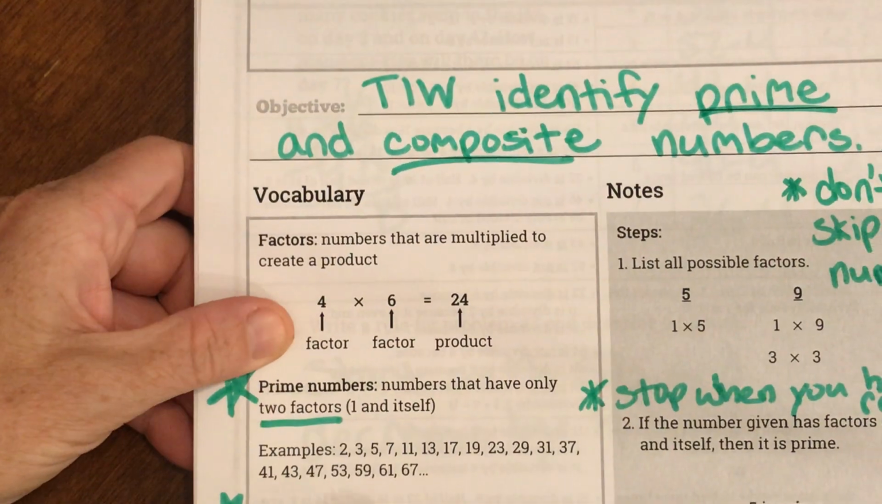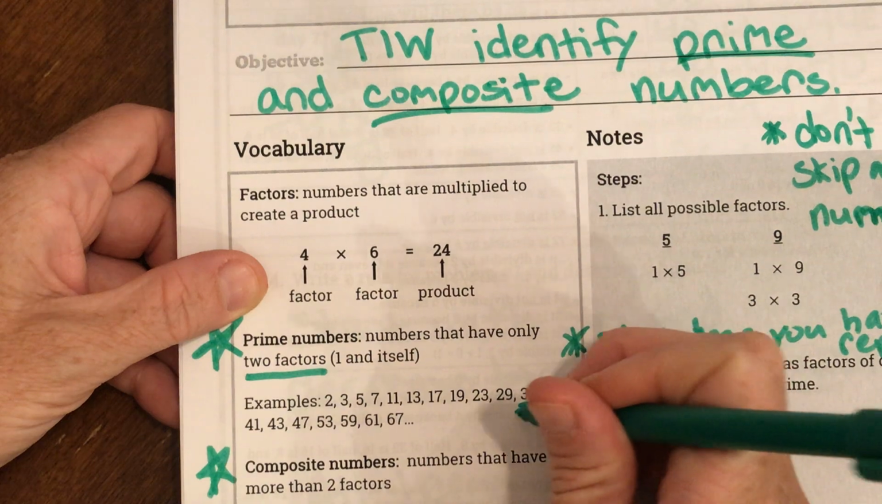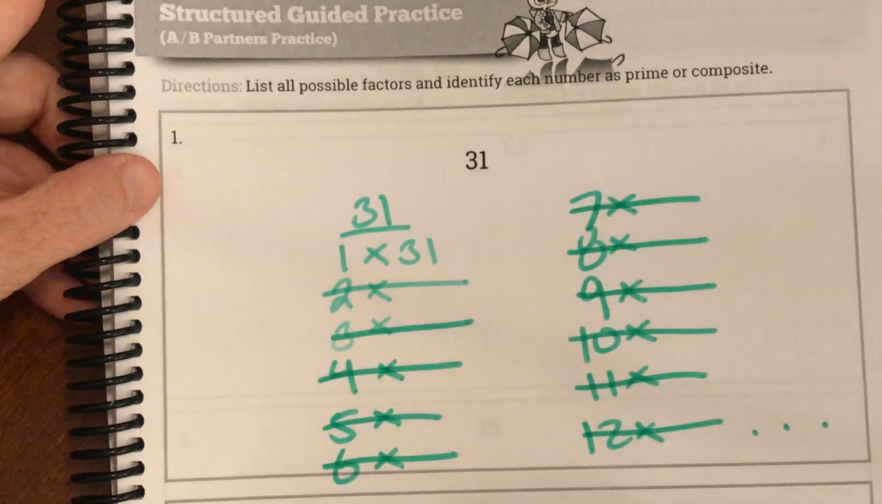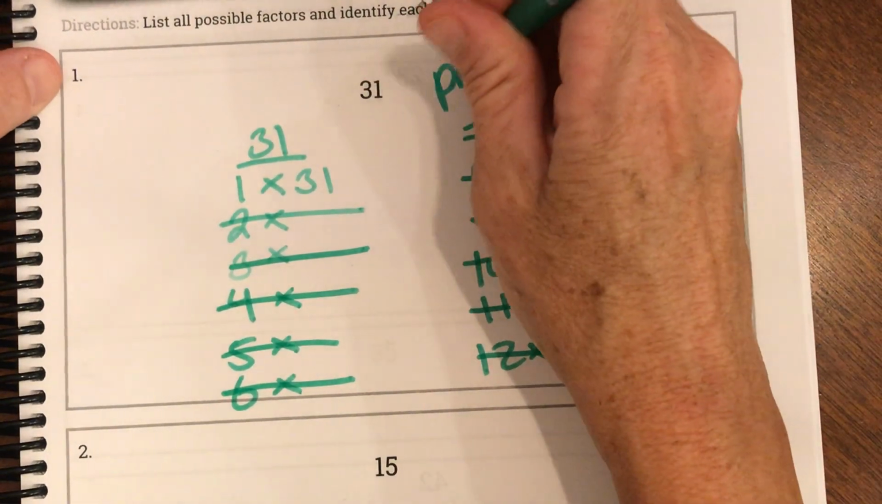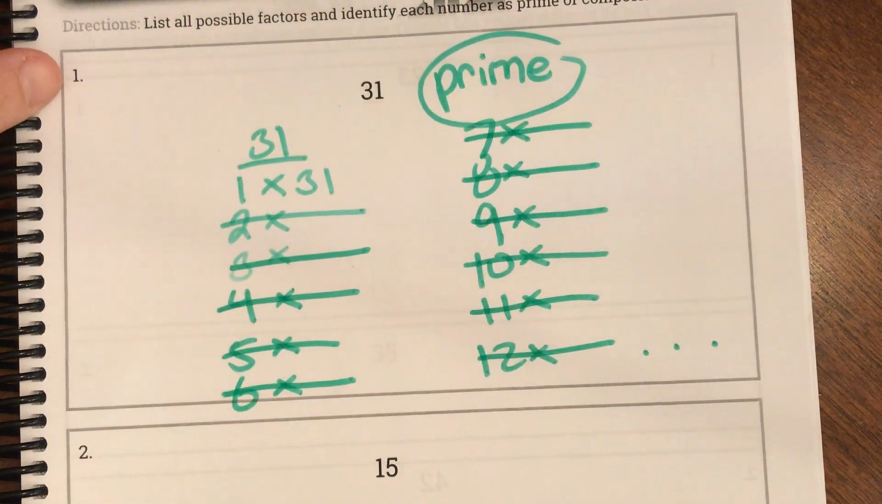The nice thing is in our book, they listed the prime numbers up to 67. So I see that 31 was prime. So I could use that to help me on that one too. But if you're noticing, I'm not coming up with any other factors, and it's because it's prime. Only 1 and 31 worked.